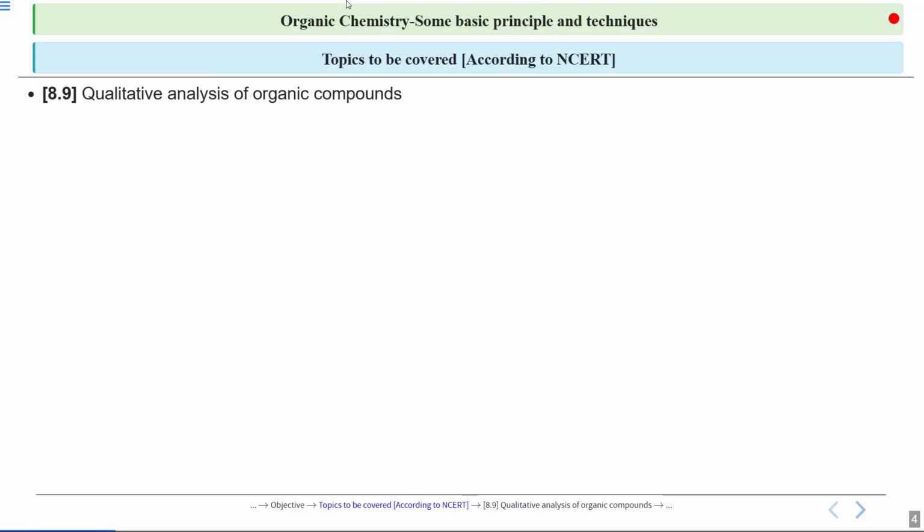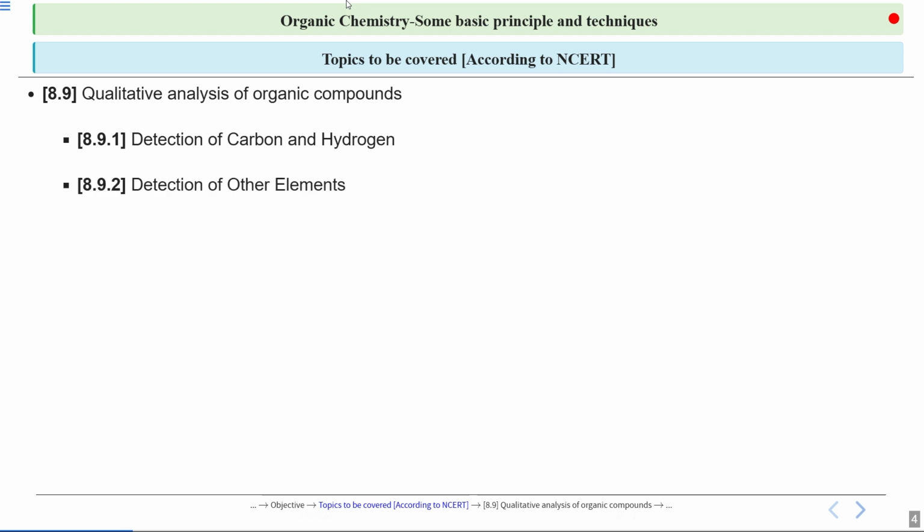Now, if I talk about the specific sections of the NCERT, the name for 8.9 is qualitative analysis of organic compounds. In that, we will see the detection of carbon and hydrogen, which is NCERT section 8.9.1. After that, we'll see NCERT section 8.9.2, which is for the detection of the remaining elements. Covering this theory part will help us to do some questions, so we'll do the in-text question 8.17.